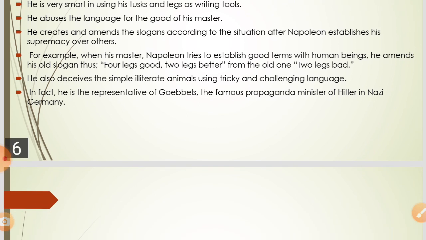For example, when his master Napoleon tries to establish good terms with human beings, he amends his old slogan thus: four legs good, two legs better, from the old one, two legs bad. Yes, he modifies the slogan, the commandment, according to his cunningness. He also deceives the simple illiterate animals using tricky and challenging language. Yes, he befools the small animals with the tricks made for Napoleon.